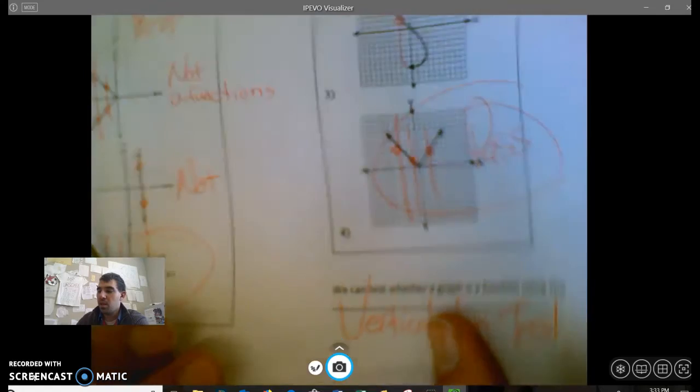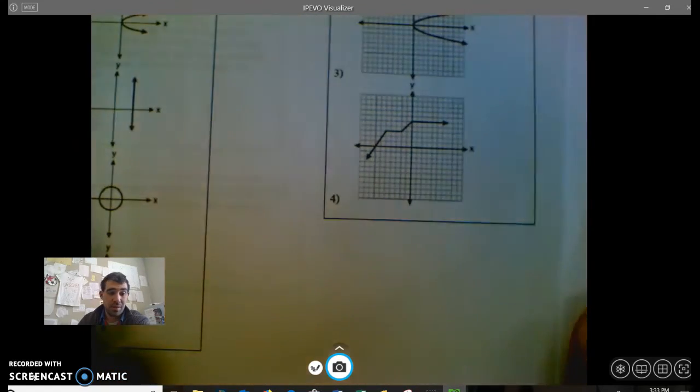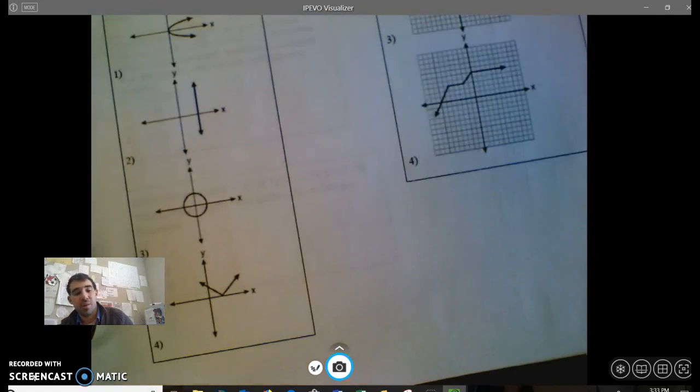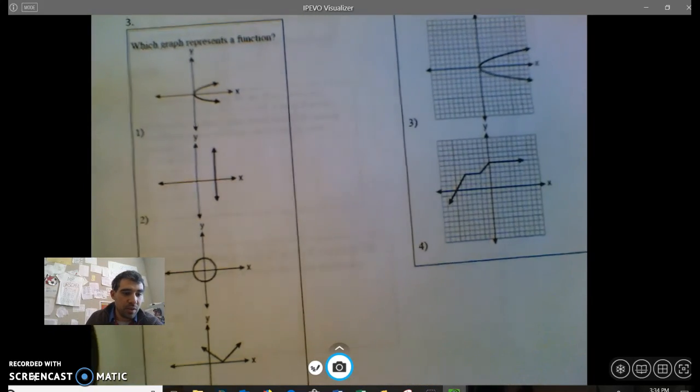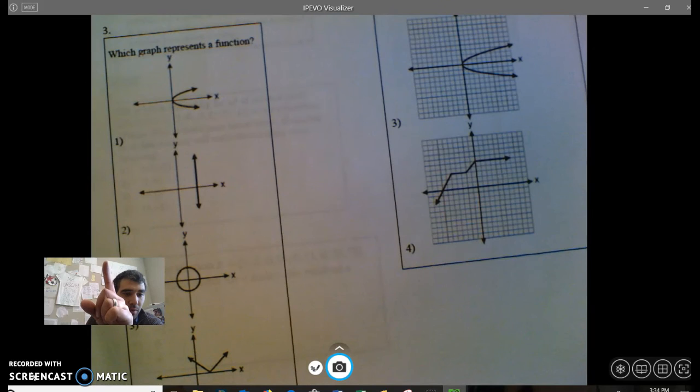Voila. I hope today you learned something about how we determine if a relation is a function. And a relation is a function if there's exactly one output for each input.